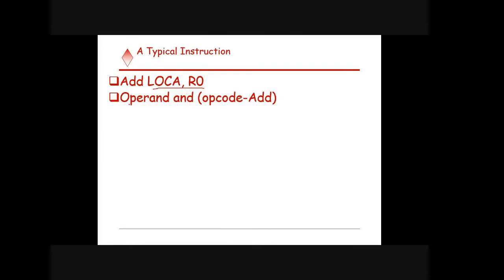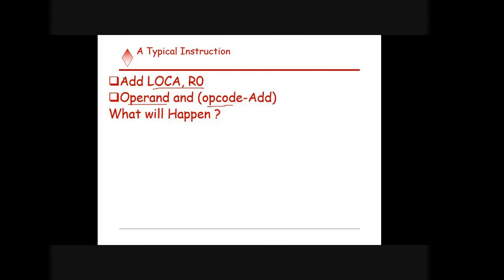So every instruction will have two parts: one is opcode and another is operand. Opcode mentions what operation the instruction is performing, and the operand tells where that operation is performed. Okay. Next thing is what this instruction will do. What if I execute this corresponding instruction, add location A, R0? What exactly will this instruction do?